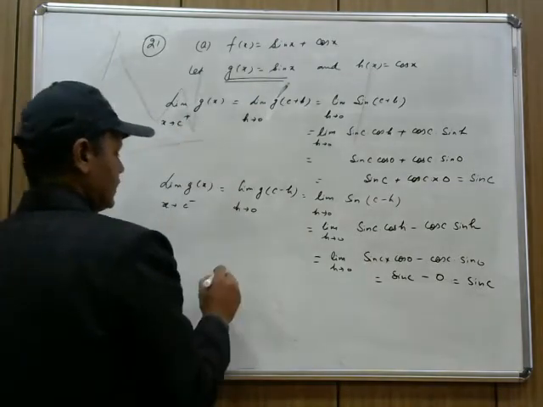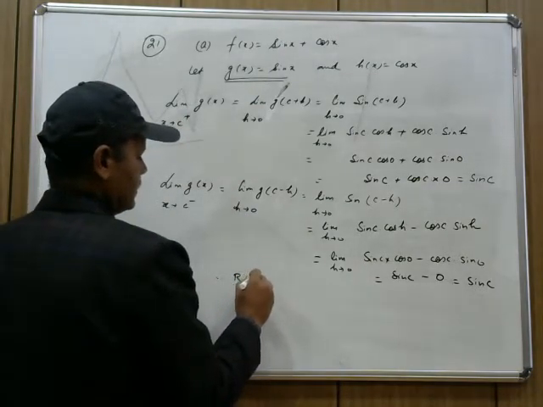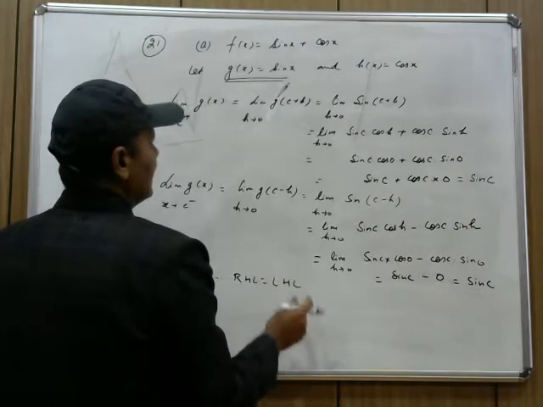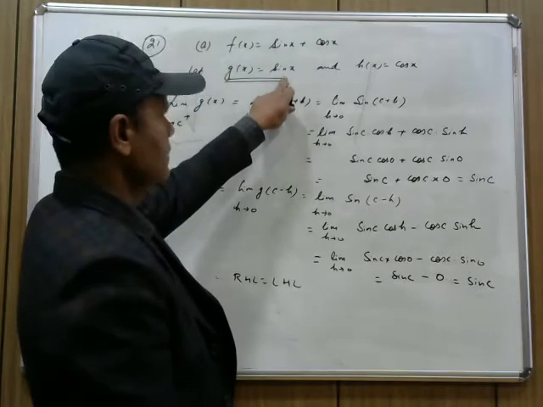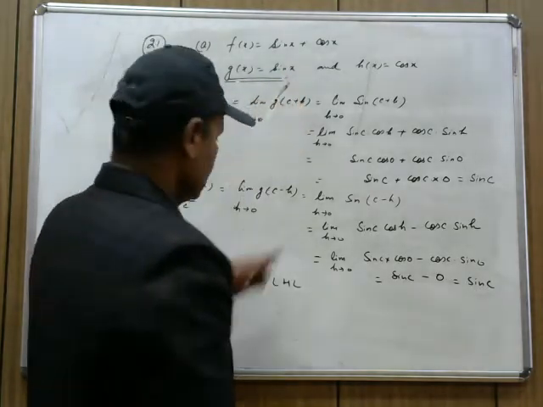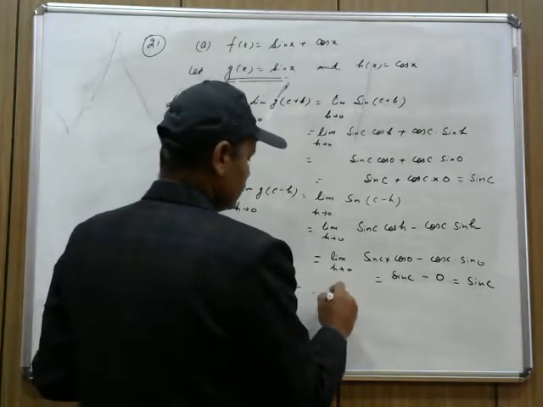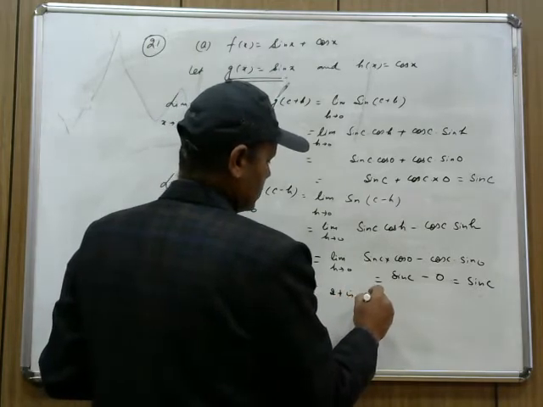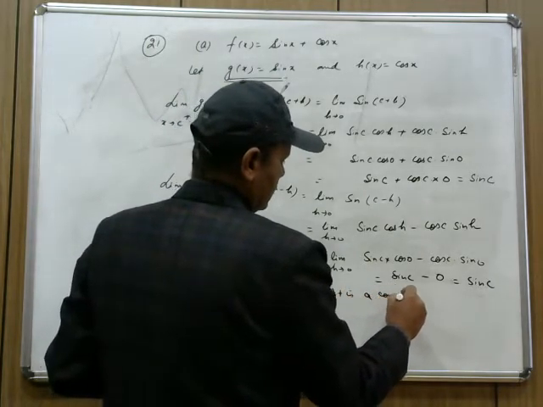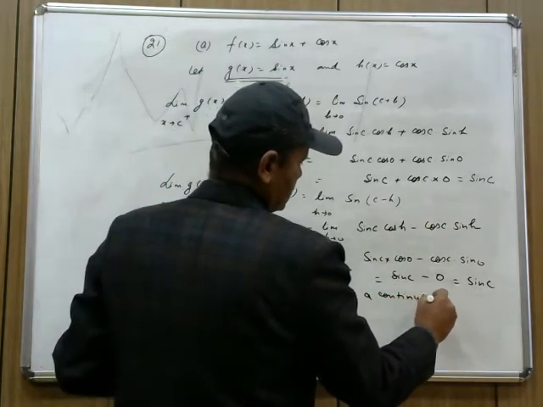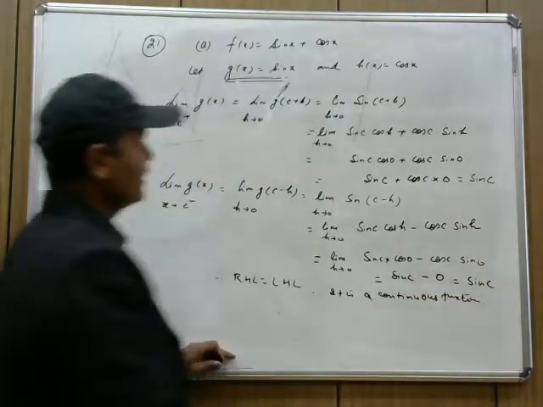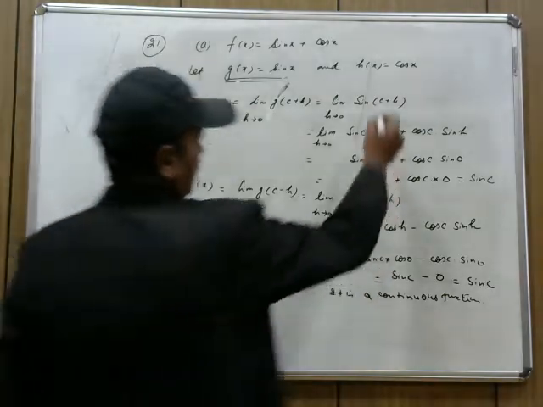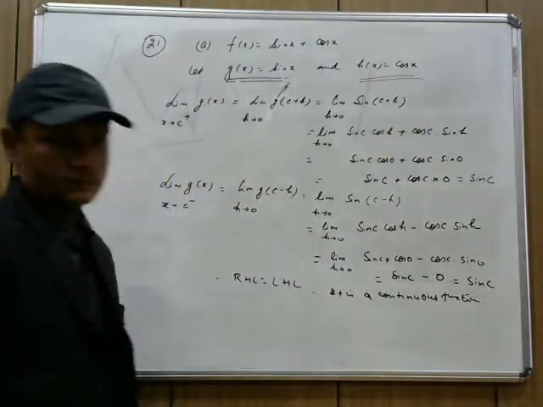Therefore RHL and LHL both are the same. RHL is equal to LHL, and the value of g(c) is also sin c, right? g(c) is also sin c. Therefore it is a continuous function.